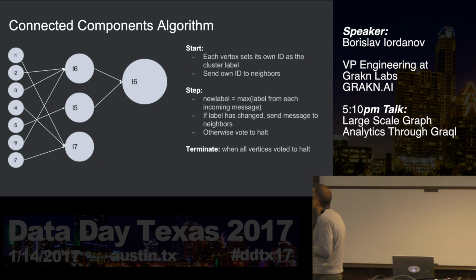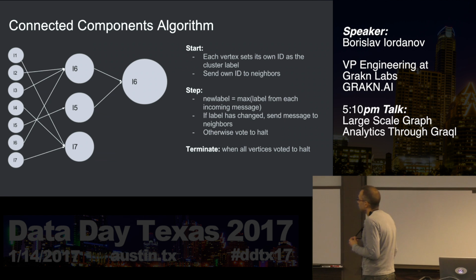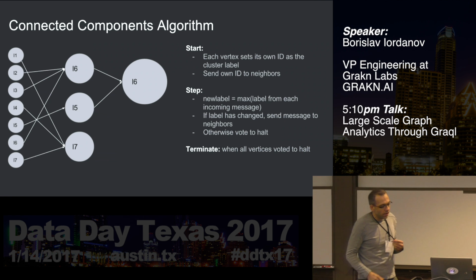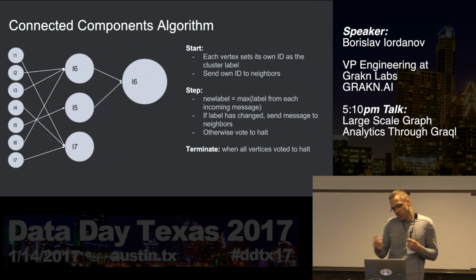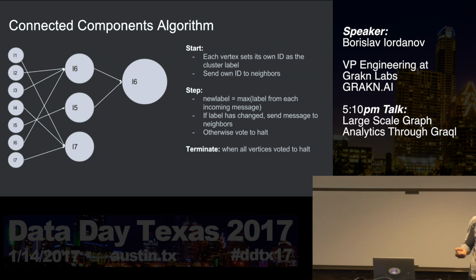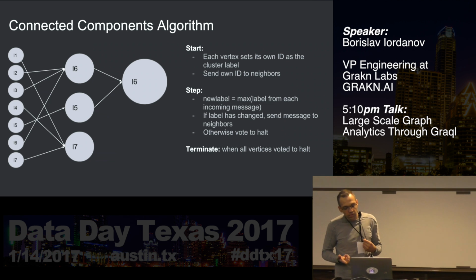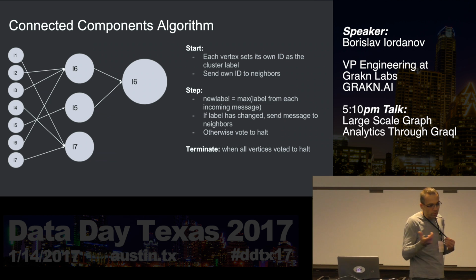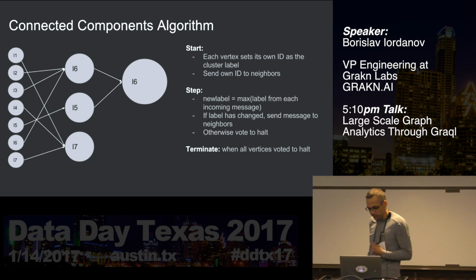Then on each step, during the computation, what we do is we examine the incoming messages. Those other vertices, our neighbors, send us messages, and they send us their labels, or the labels of the cluster they belong to. So we read that, and then we pick the max label, and we see if that new label is the same as the one we already had. If it's not, then we update our label, and we send it to our neighbors. This way the labels get propagated, and because we always pick the max, we end up with a single label assigned to a cluster.